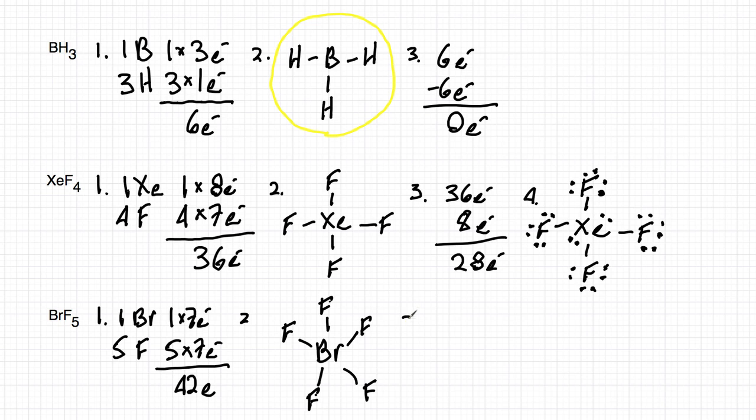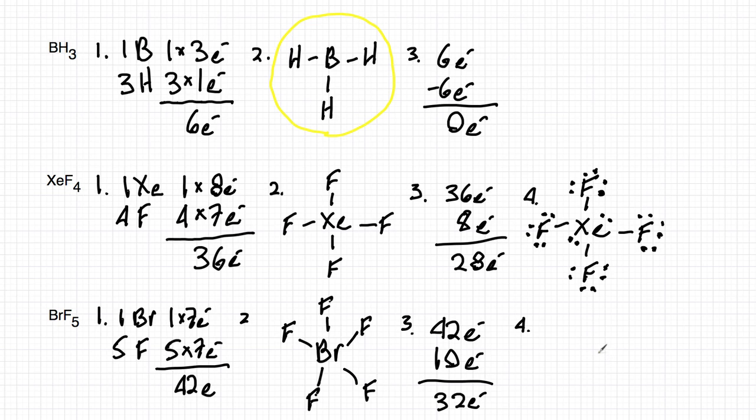And for step 3, our counting step, well, we started with 42 electrons. And we have 2, 4, 6, 8, 10 electrons there. Which means that we are missing a total of 32 electrons. And that's a lot of electrons.